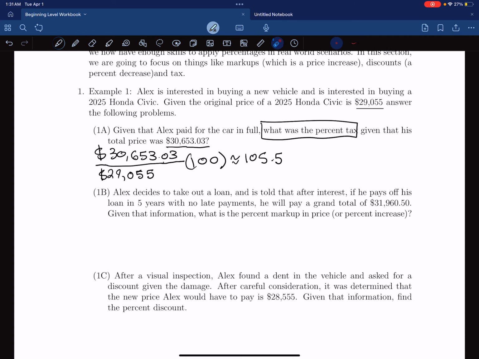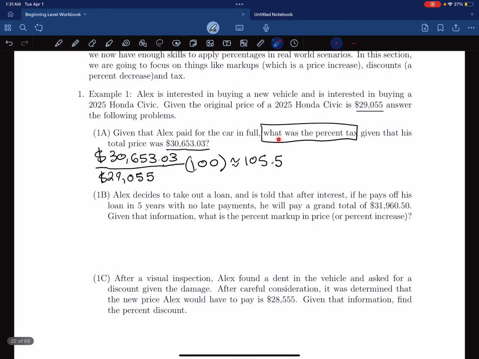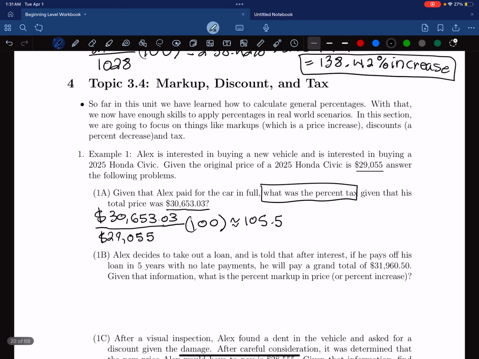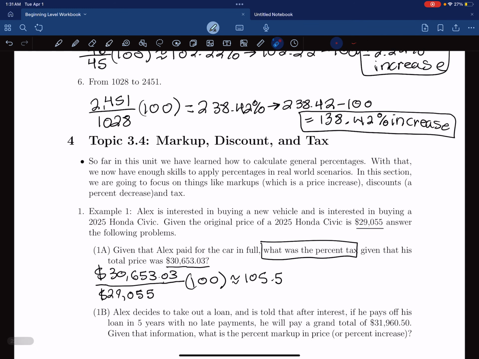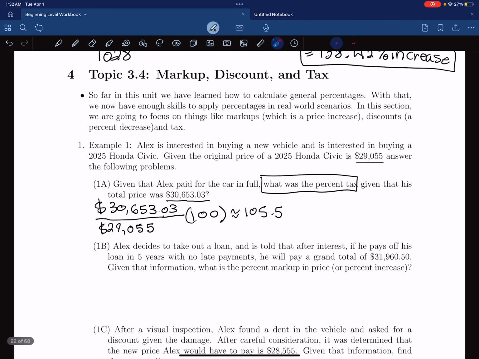Now, this isn't actually the percent tax. Usually we see percent tax as like 6% or 4%. To figure out the percent tax, we're going to have to do what we did in the percentage increase and decrease problems. Since this is over 100%, we're going to take this value, 105.5, and subtract it by 100. That'll get you 5.5. So there is a 5.5% tax.